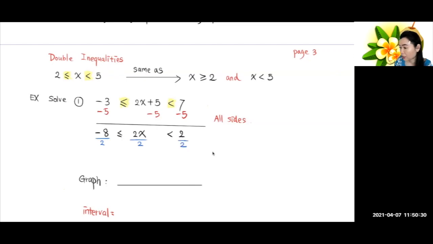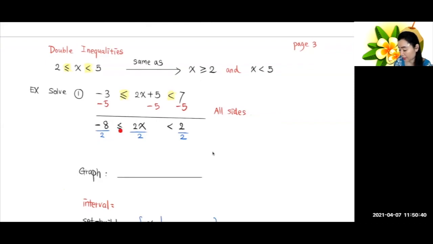Divide by positive 2 is not going to switch the inequality sign because you're dividing by a positive quantity. So no switching the inequality sign, okay? So we keep the same. The inequality sign will stay the same. Now this will be -4. This is x and this is 1.